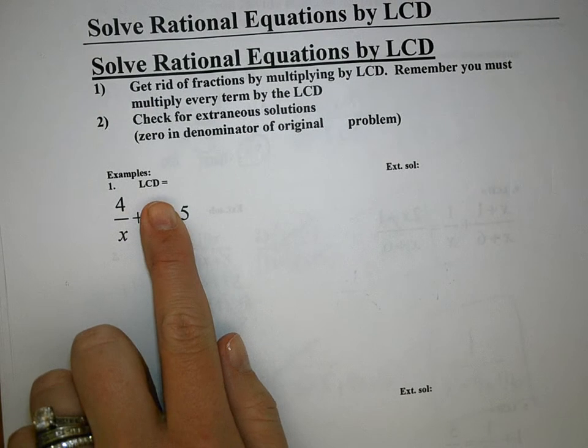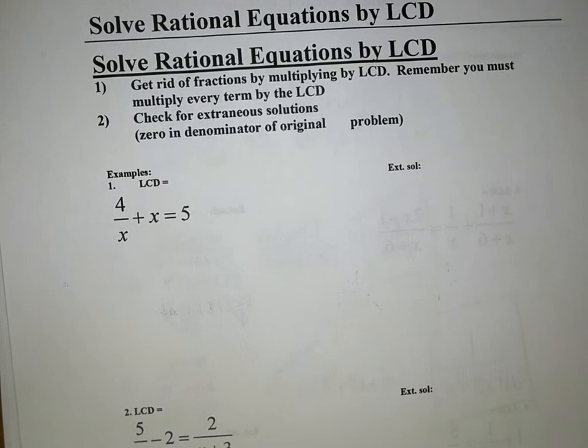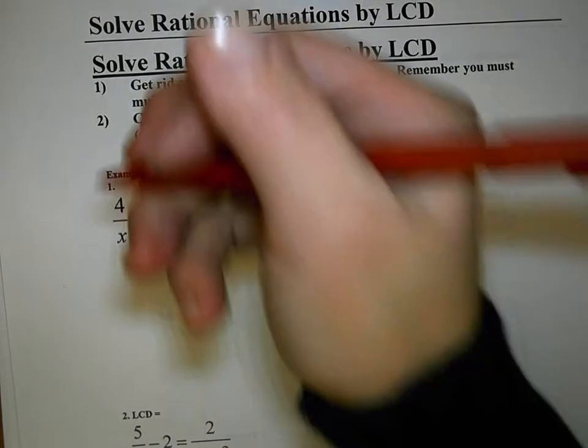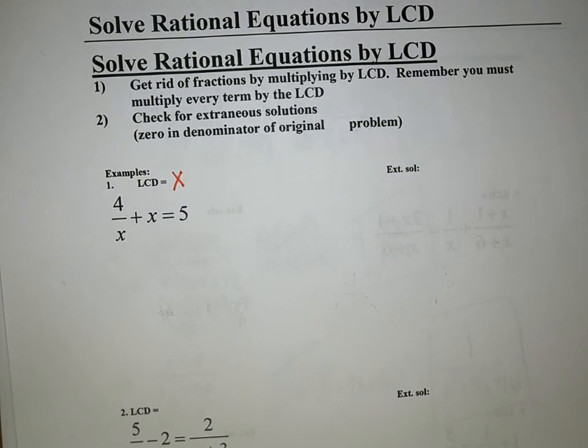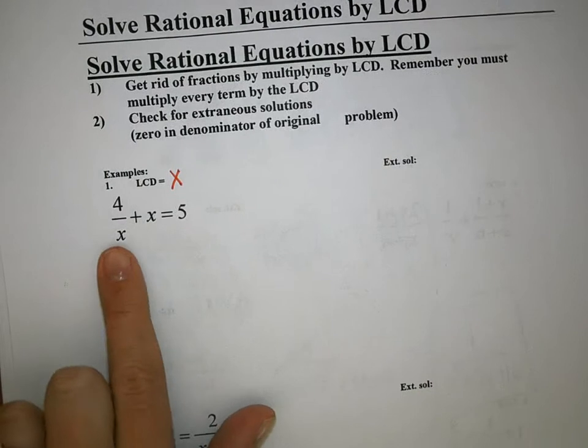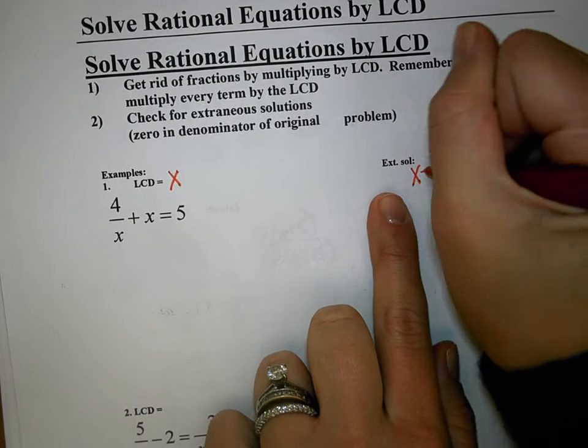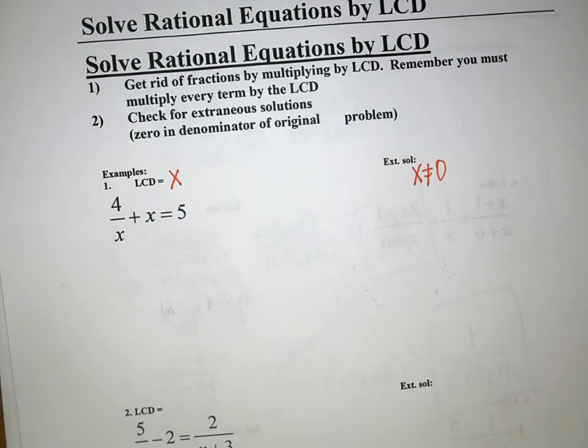So the first thing to do is check to see what your LCD is. So on example 1, what is my LCD? X. You also need to figure out which values x cannot equal. What are your extraneous solutions? In this case, it's just x equals 0. So x cannot equal 0.